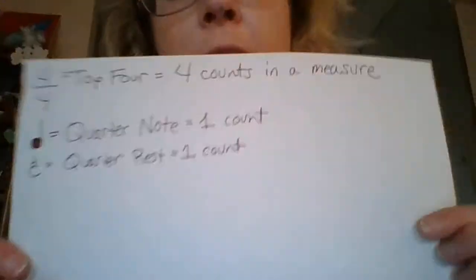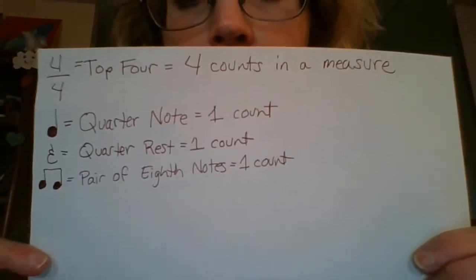And then this is the quarter rest. Write it down for yourself. This is the quarter rest, and it equals 1 count. I think when you write things out, it makes it a little bit easier, because it gets into your brain more. And this is the pair of eighth notes. Most of our notes equal 1 count each. This right here is the pair of eighth notes, and it equals 1 count.